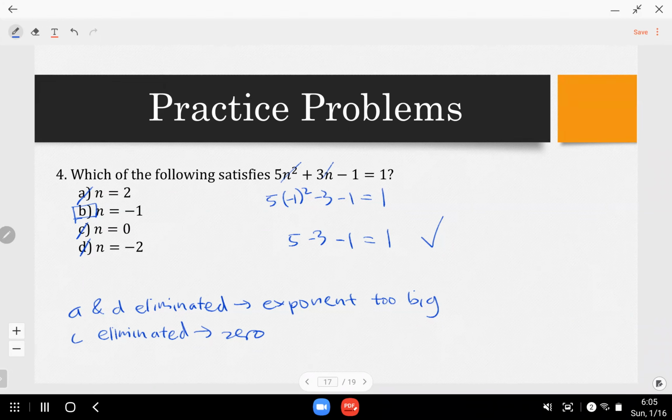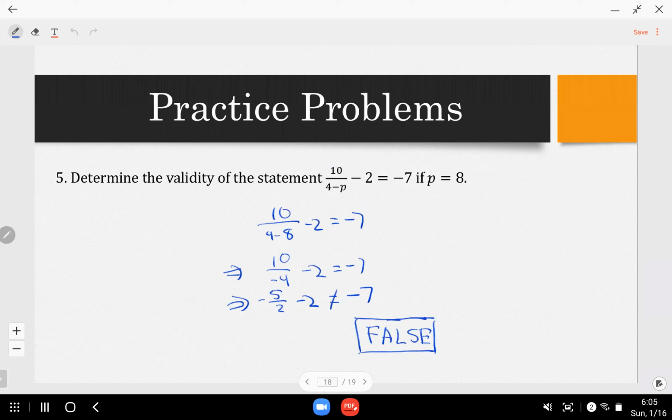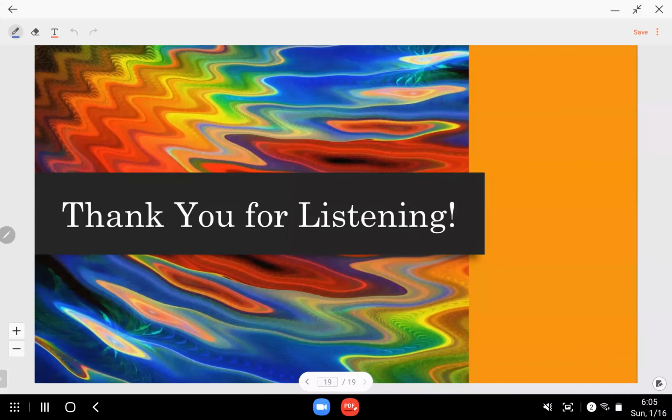So make sure you get that down as well. Make sure you eliminate things. Okay, then you can do it very efficiently. Okay, and that was our last practice problem.